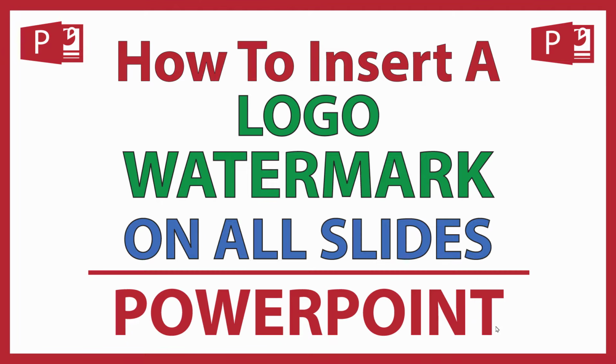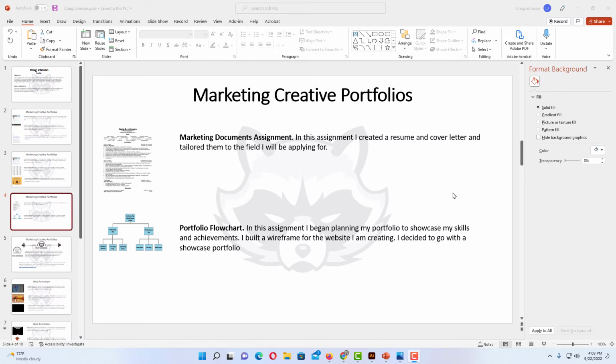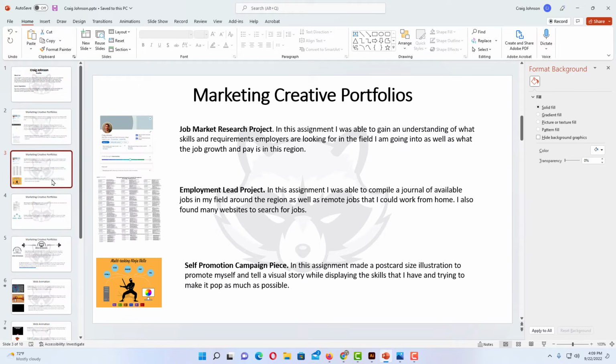This is going to be a video tutorial on how to insert a logo watermark on all slides in your PowerPoint presentation. Let me jump over to PowerPoint here. This right here is what I'm going to create. As you can see in the background here, I have a transparent logo image in the background. I have it on all pages of my PowerPoint presentation here. Very easy to do. Let me start from the beginning here.